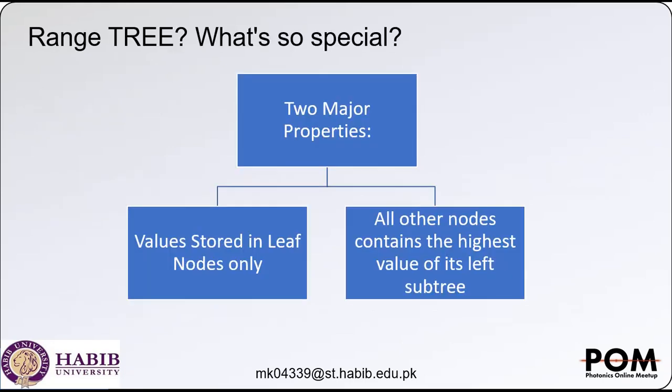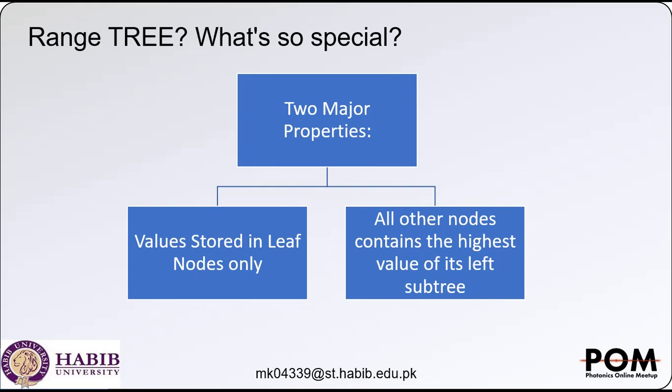Now, basically, a range tree is just a binary tree. So what's so special about it? Going through the papers and discussions on range trees, we found that there were two major properties. One, every value in a range tree is stored in its leaves. If you want to go through all the values of a range tree, you can just go through its leaves and you will get all the values stored in that range tree.